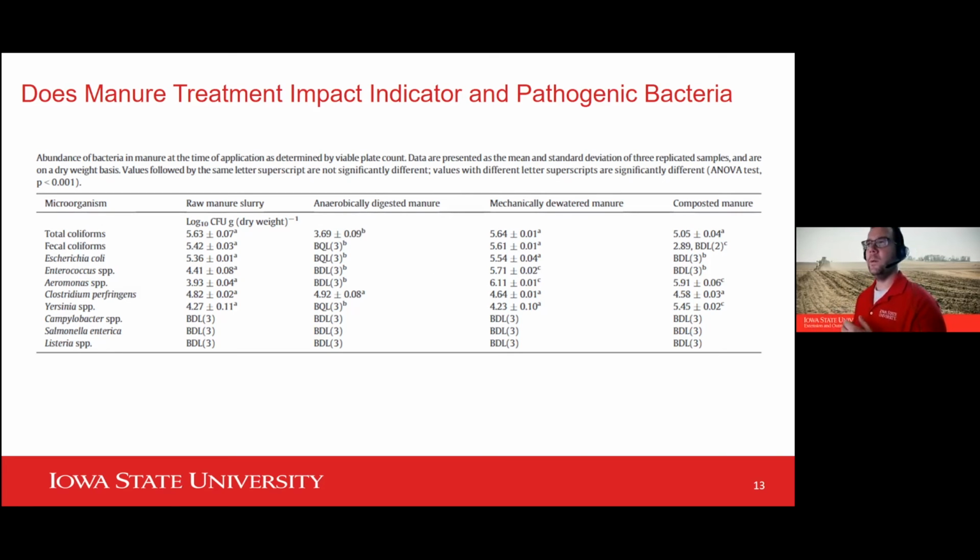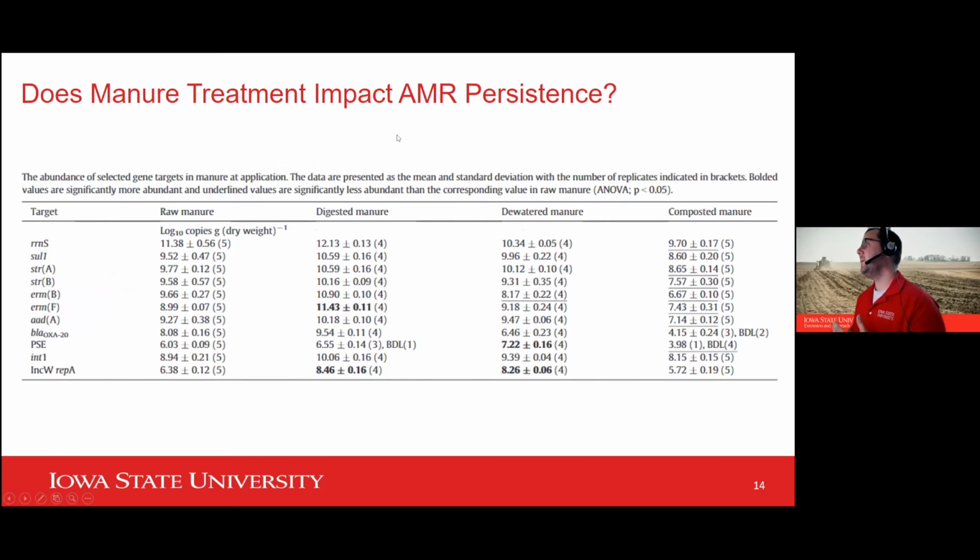More importantly, for what we're talking about today, is what does that do for antimicrobial resistant genes? And you might think at first glance, well, I expect them to do the same thing, right? If it's killing off pathogens, it probably removes antimicrobial resistant genes. Unfortunately, that isn't always the case, right? Because the antimicrobial resistant genes aren't always associated with pathogens. So they might act a little bit differently.